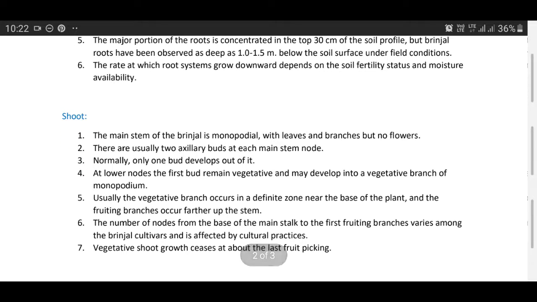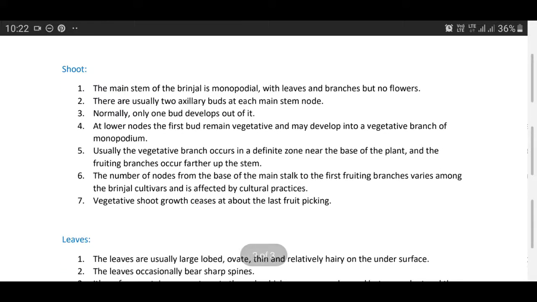At lower nodes, the first bud remains vegetative and may develop into a vegetative branch of monopodium. Usually, the vegetative branch occurs in a definite zone near the base of the plant, and the fruiting branches occur further up the stem. The number of nodes from the base of the main stalk to the first fruiting branches varies among the brinjal cultivars and is affected by cultural practices. Vegetative shoot growth ceases at about the last fruit picking.